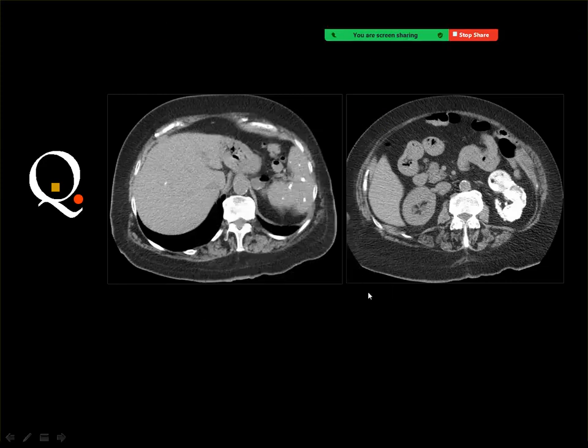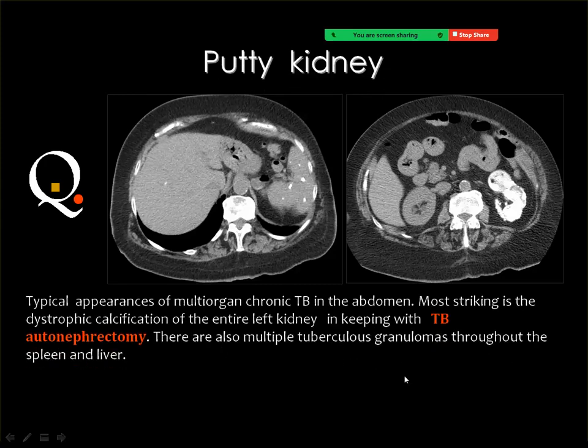Yes, and the answer is right. This is TB of the kidney, TB of the spleen, and the TB of the liver. And this kidney is known as end-stage kidney or putty kidney, which is totally calcified and is out of function, sometimes known as TB autonephrectomy.